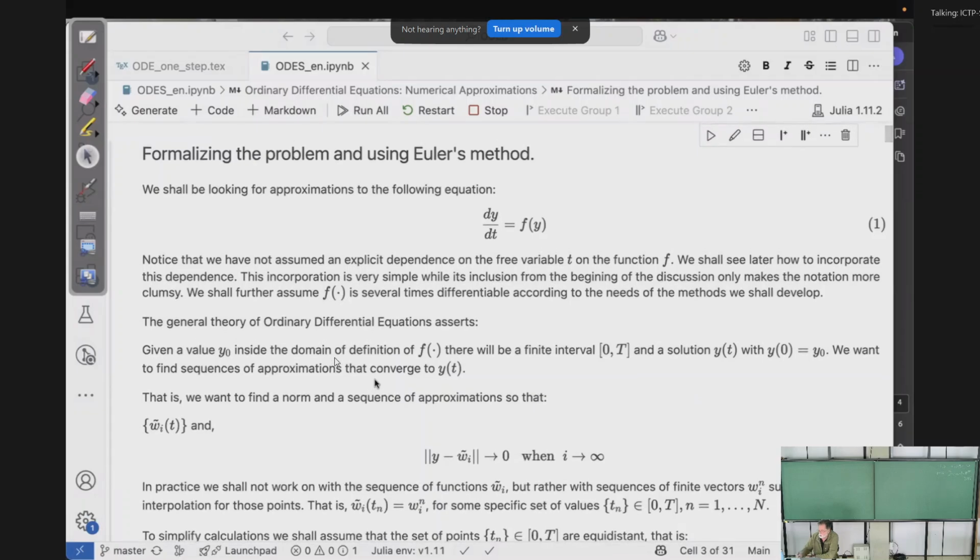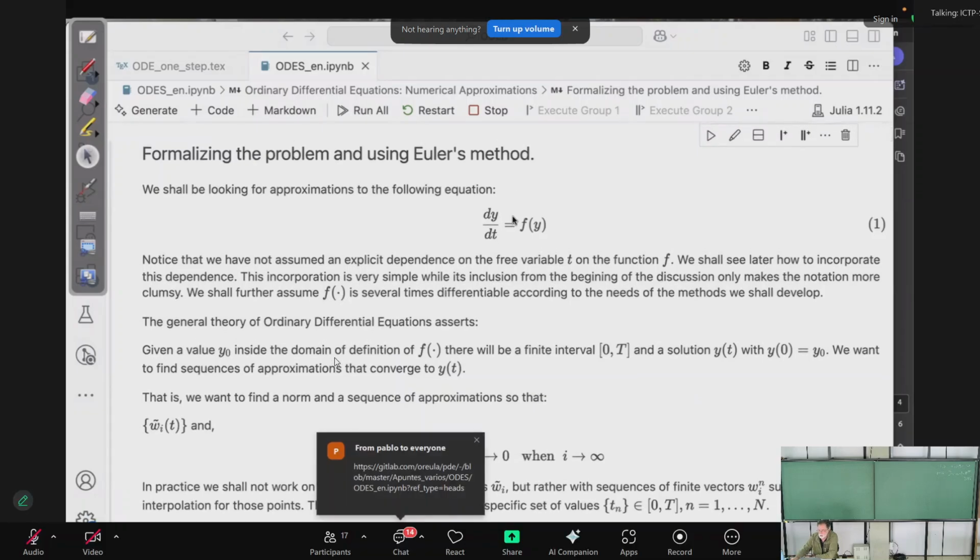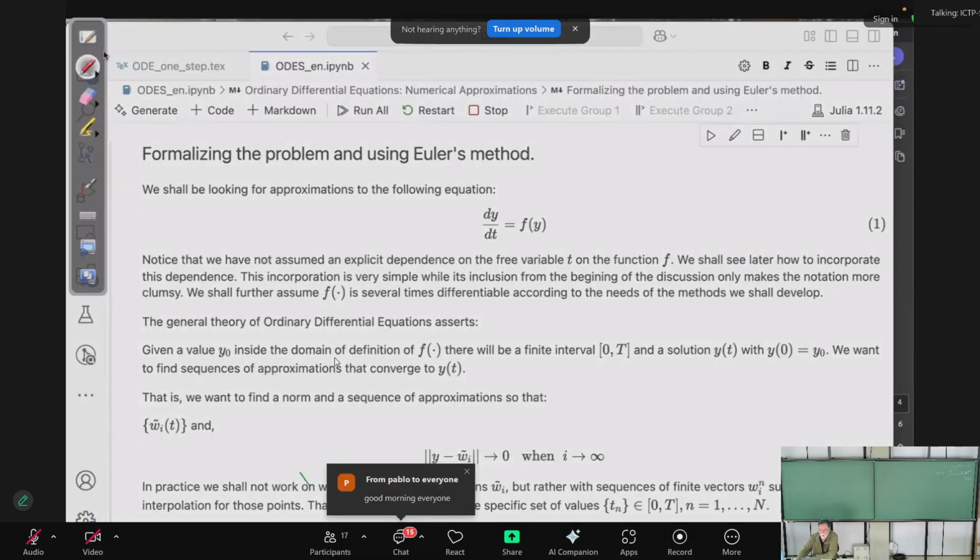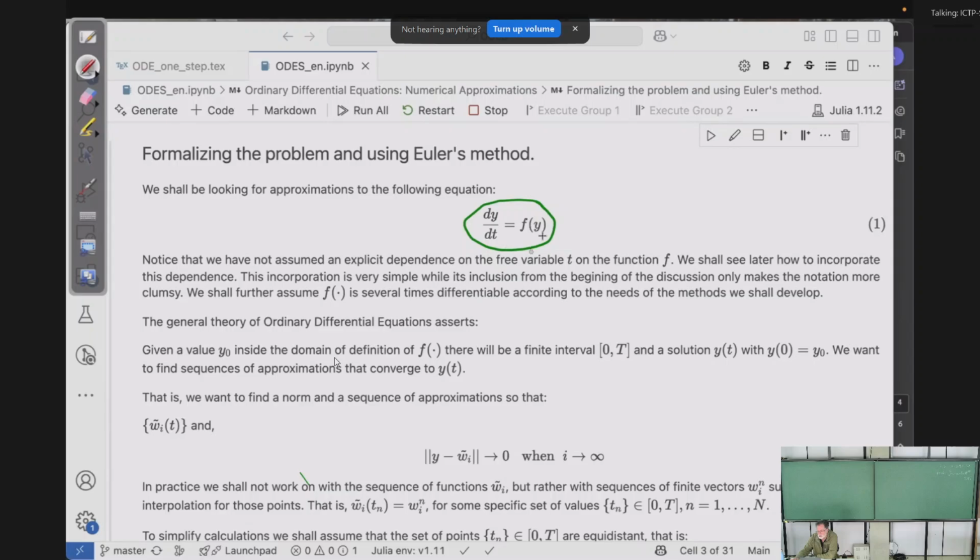We are going to be using, at the beginning, we want to solve this system, right? And we are going to do it numerically. And so we have to devise some methods to solve it.